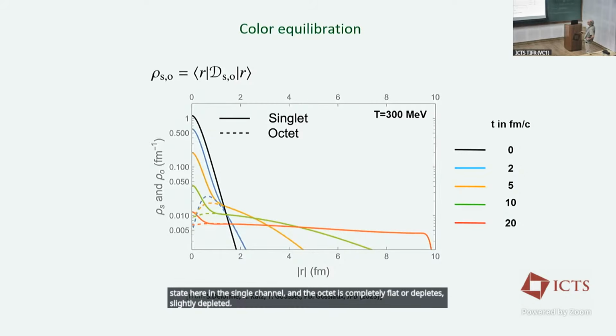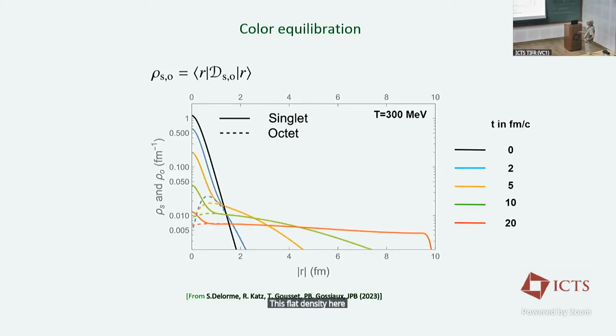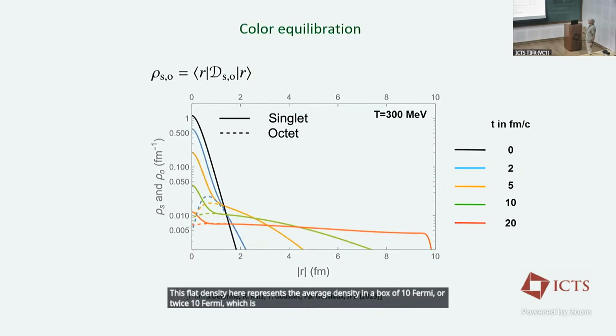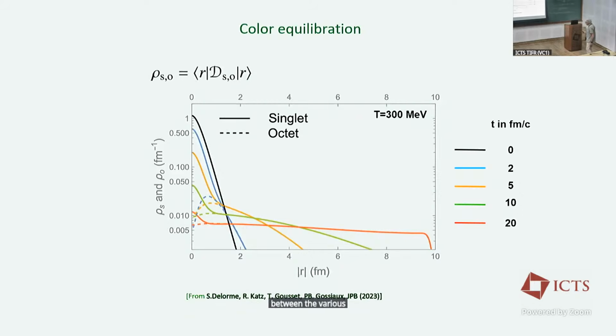This flat density here represents the average density in a box of 10 Fermi, or twice 10 Fermi, which is the box in which the simulation is being done. So the equations do what you expect, namely in a finite box, you equilibrate the color between the various components of the density matrix.